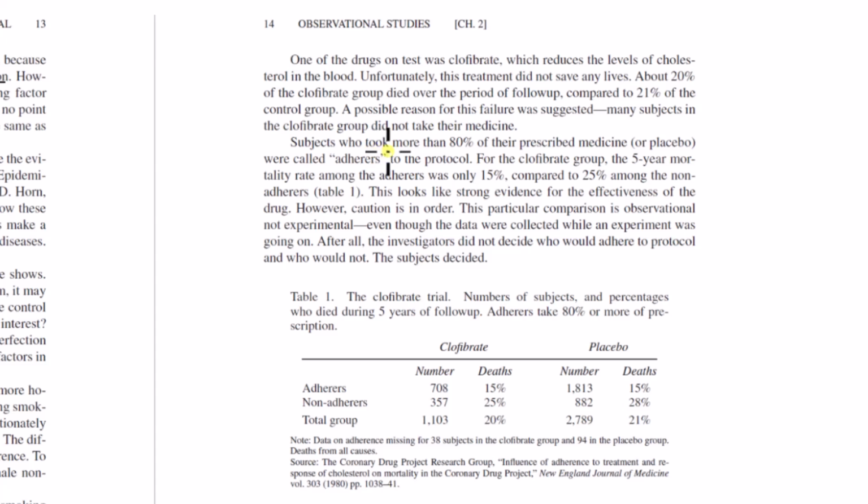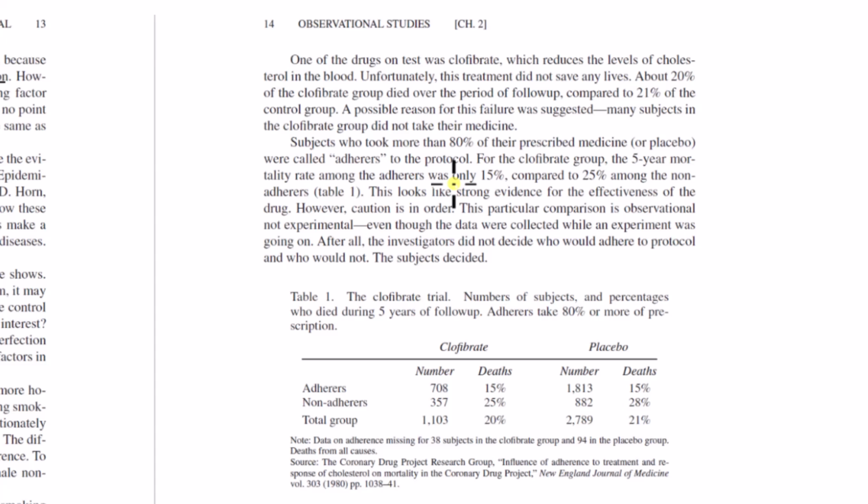They said subjects who took more than 80% of their prescribed medication, because this was over a 5-year period, right? They tracked these people for 5 years. So the subjects who took more than 80% of their prescribed medication or the placebo were called adherers to the protocol, and the others were called non-adherers. So we've changed the study. Now it's turned into an observational study.